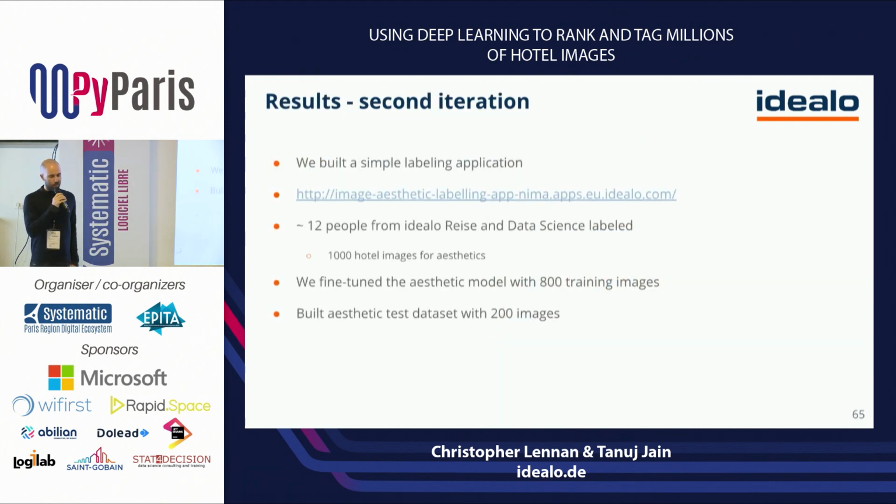So we sat down and said, okay, we need more domain-specific data, that means from the hotel domain. We built a simple labeling app because we just wanted to get a feeling first: how much data do we need, and what kind of impact is it going to have on our classifier? So we built a little app. We got 12 people together at Idealo, and we just started labeling ourselves.